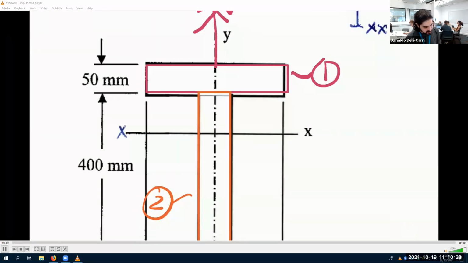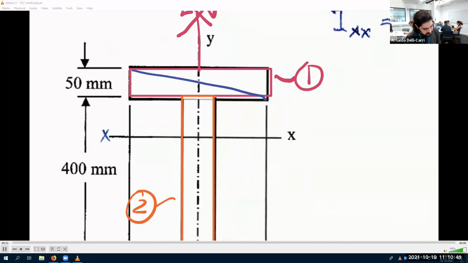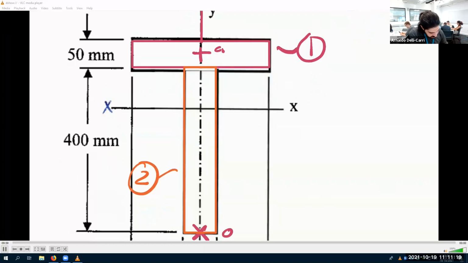So in this case, the centroid of this rectangle is here. You might agree with me, it is in the center, of course. So this is the centroid of rectangle 1, and let me call this C1. And this is the centroid of rectangle 2.